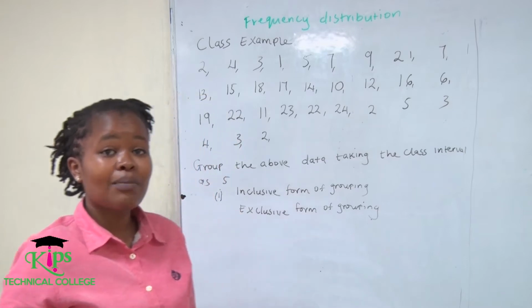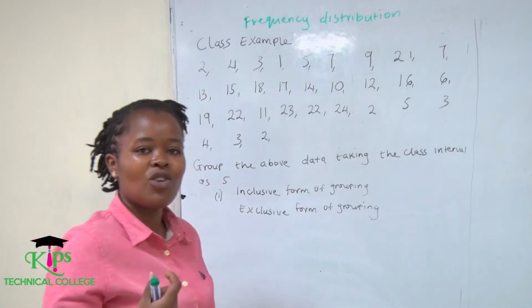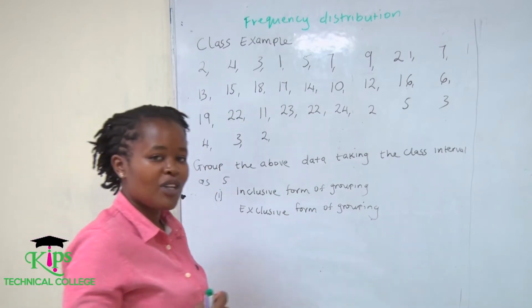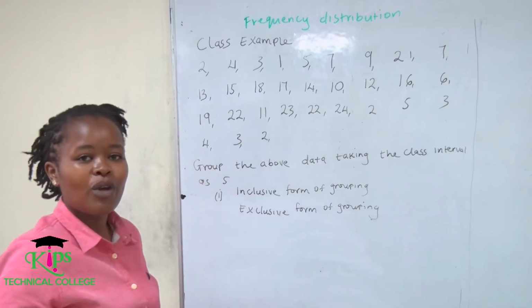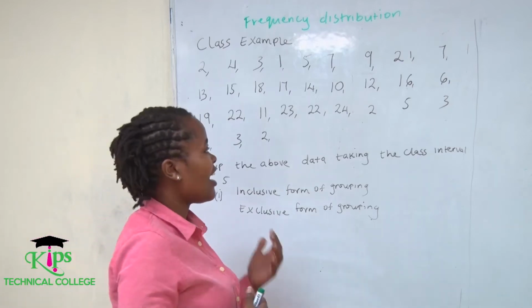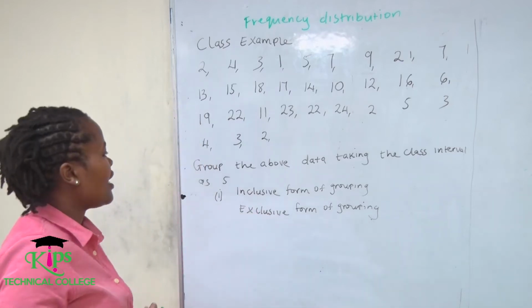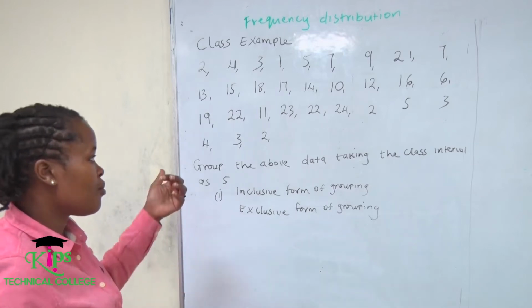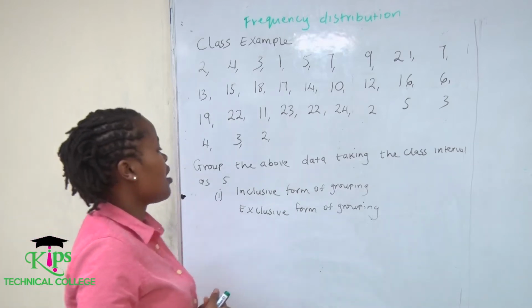Remember, we are talking about organization of data. In organization, we have two: it's either classification or tabulation. So this is also another way of tabulating the information given. In this case, I want us to come up with a frequency distribution table from the above example.